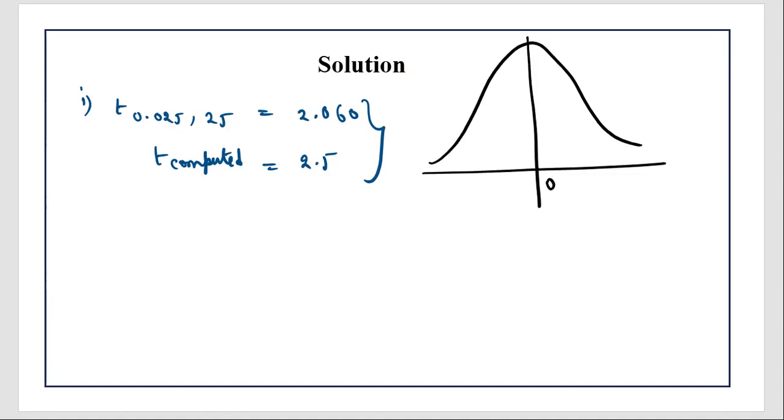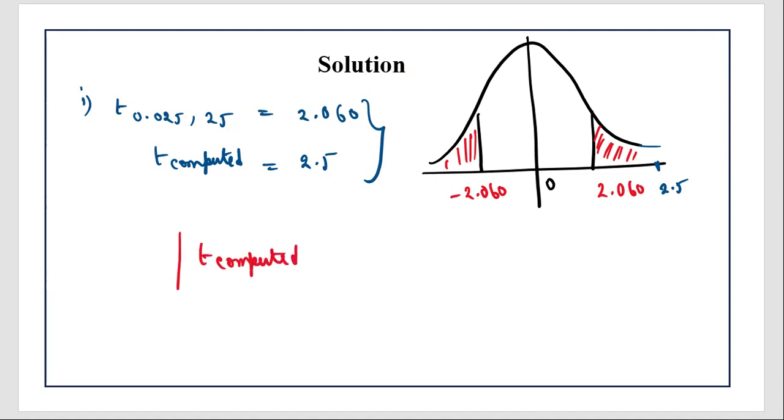This is the t distribution. The t distribution is symmetric about 0. Here you have two rejection regions. This is one of the rejection regions, and this is another rejection region. What is this value? The critical value is 2.060, and here you have minus 2.060. And where is our value? The value is 2.5. 2.5 is way here, which is in the rejection region, right? Which is in the rejection region. So what we can say is that the mod value of t computed is strictly greater than the t critical value.